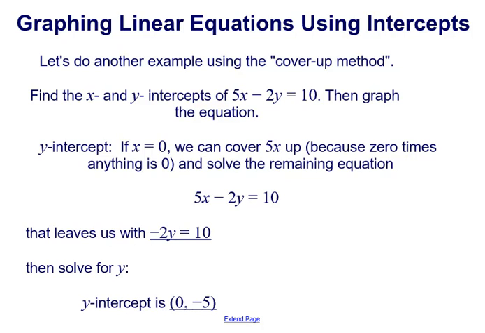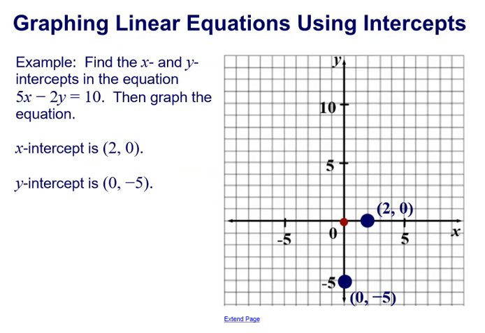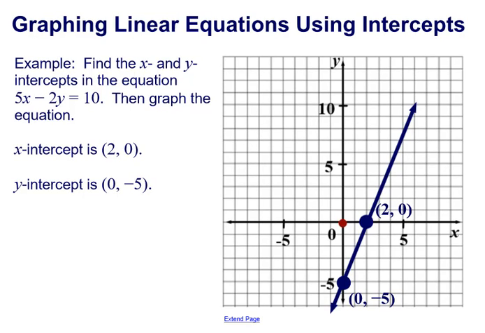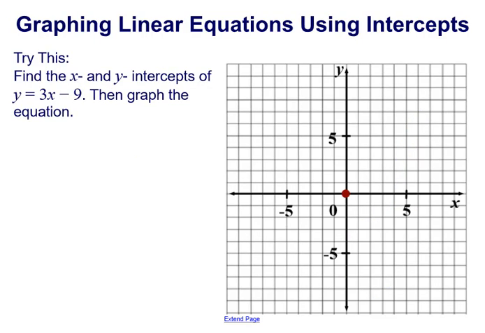Now we've solved for our x and y intercepts using the cover-up method, so now we can graph them on the coordinate plane. The x-intercept is 2, 0, so that's going to be 2 units to the right from the origin on the x-axis. And the y-intercept is 0, negative 5, so that's going to be 5 units down from the origin on the y-axis. The piece de resistance is to connect the two intercepts to graph the line that is representing the entire equation, not just the intercepts of the equation, for 5x minus 2y equals 10.